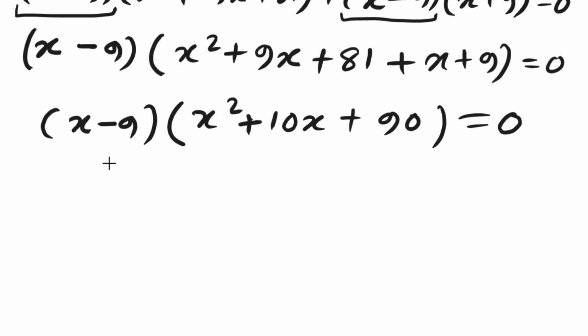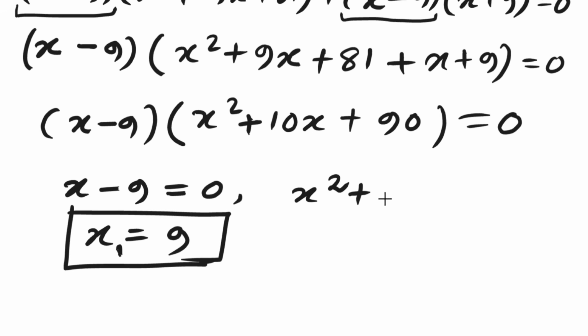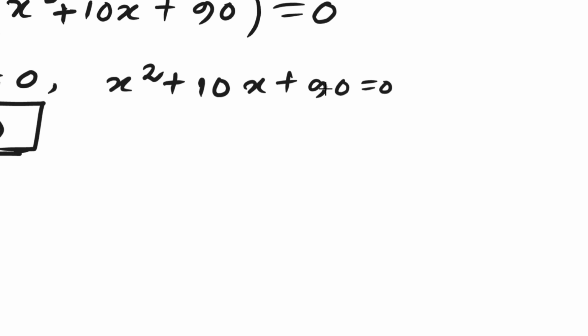This property tells us that if the product of two expressions is 0, then at least one of the factors must be 0. First, let x minus 9 equal 0. Solving this immediately gives us x equals 9. That is our first solution. Now let's solve the second factor, which is x squared plus 10x plus 90 equals 0. To determine the nature of its roots, we'll calculate the discriminant. Remember that the discriminant is b squared minus 4ac. Here, a equals 1, b equals 10, and c equals 90.